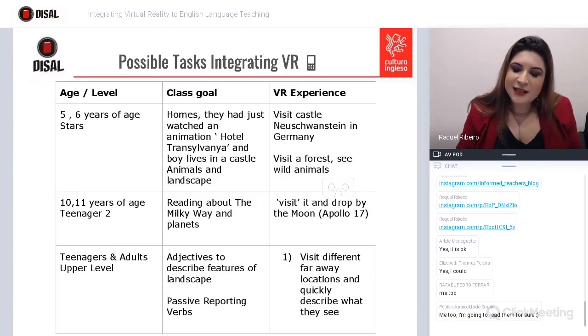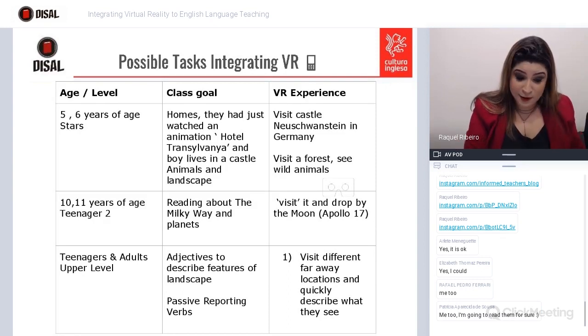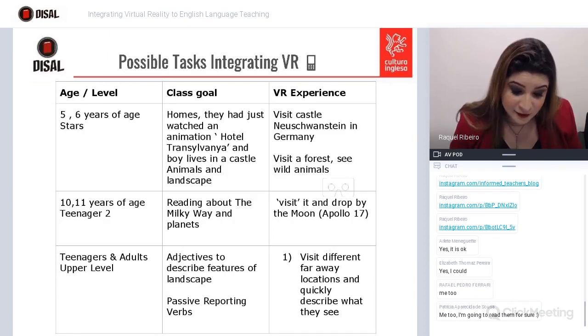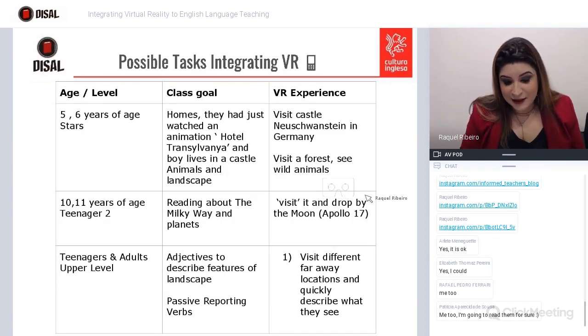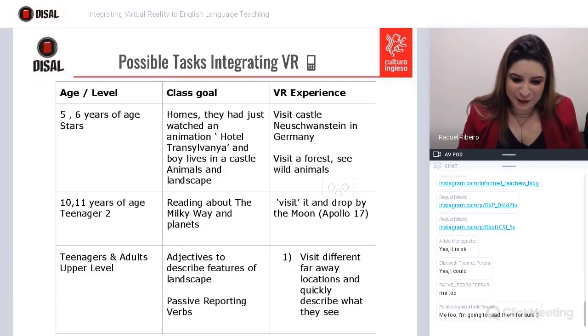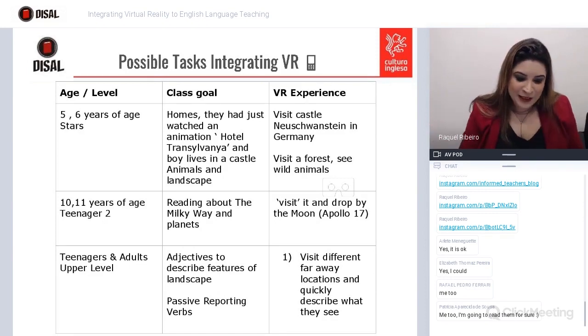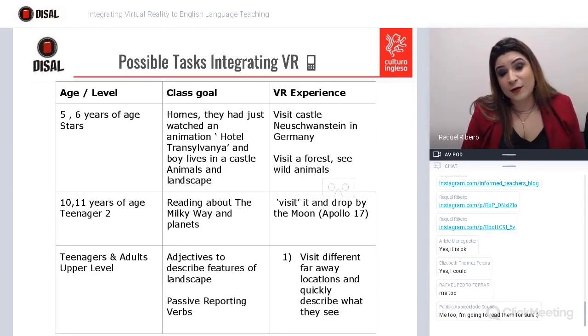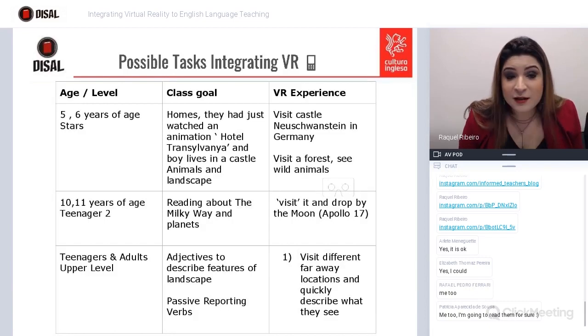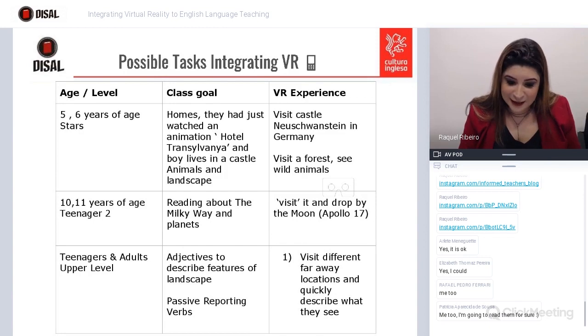A bit slightly older, reading about the Milky Way. That was in the course book. And the planets, and they actually got to visit and drop by the moon in Apollo 17. So they had this feeling of landing there. Upper level, but still teenagers or adults. Look how challenging here: there are the adjectives and also the passive reporting verbs. So it's all about what we make out of it.